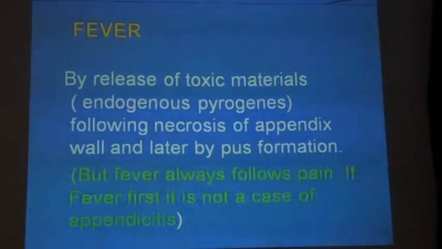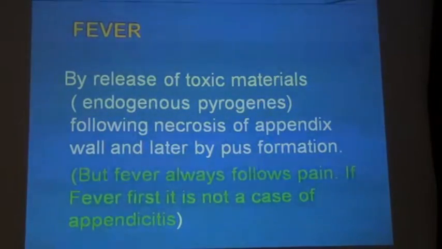Fever is caused by release of toxic materials like endogenous pyrogens following necrosis of the appendix wall and later by pus formation. But fever always follows pain. If fever is there initially and then the patient develops pain, it is probably not appendicitis. So in those cases, you think of some other causes of abdominal pain like enteric fever. In the last couple of months, we got 2 cases. They were admitted in my ward. They were having fever for 4 to 5 days, and the patients were referred to us as abdominal pain. They were admitted in our surgical ward.